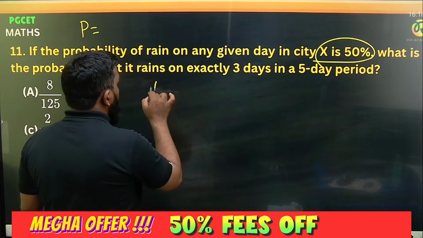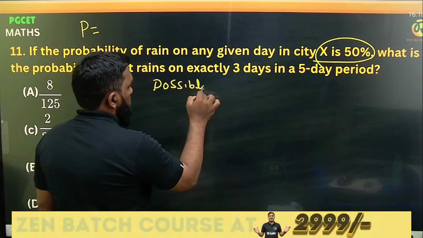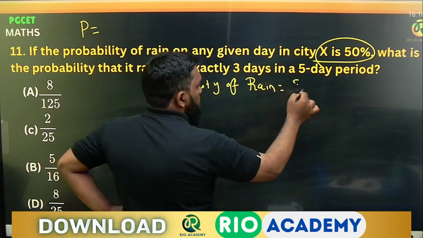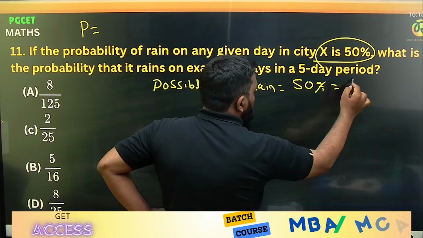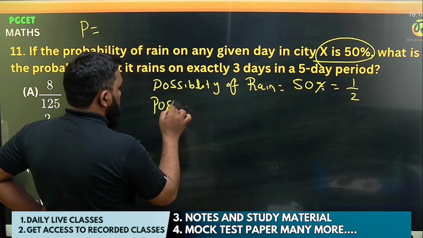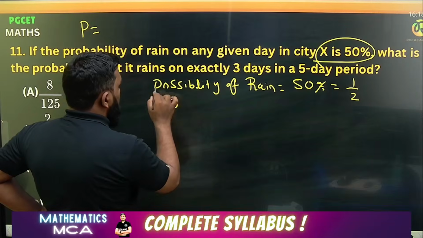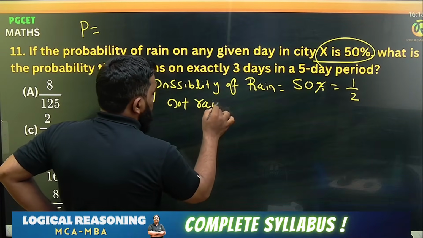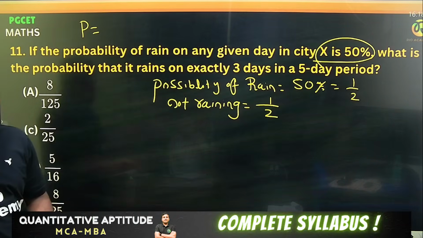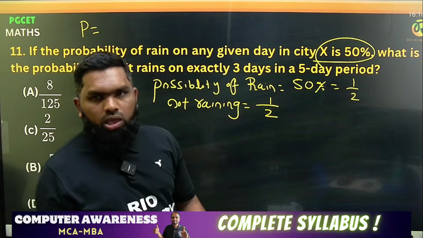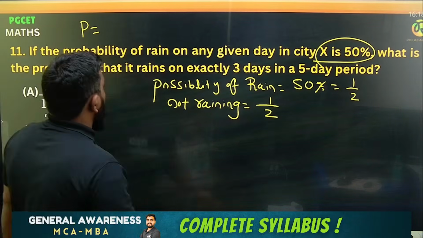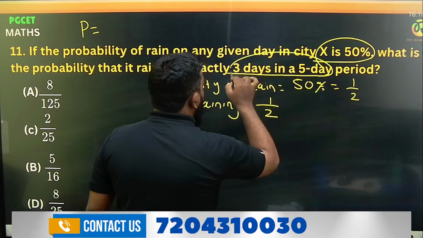So what is the possibility of rain? That is 50%, which we can write as 1/2. The possibility of rain not happening, not raining, is again 1/2. Because if happening is 1/2, then not happening is 1/2, and together they make 1. Now we need to find first on how many days it is happening.